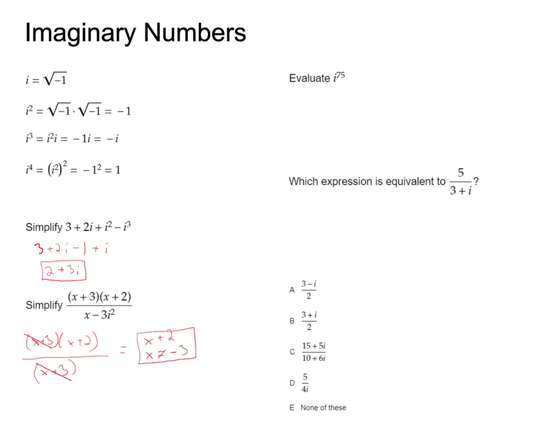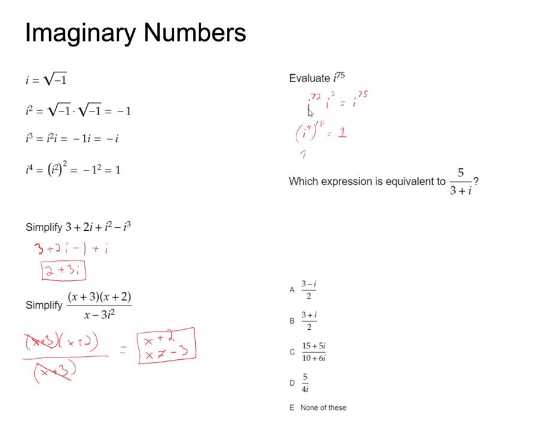Evaluate i to the 75th power. We know that when we have i raised to different powers, we have a pattern that repeats itself every 4 powers. So we can break down i to the 75th power into i to the 72nd power, because 72 is divisible by 4, times i cubed. So i to the 72nd power is just i to the 4th to the 18th power. And of course, that's just going to equal 1.